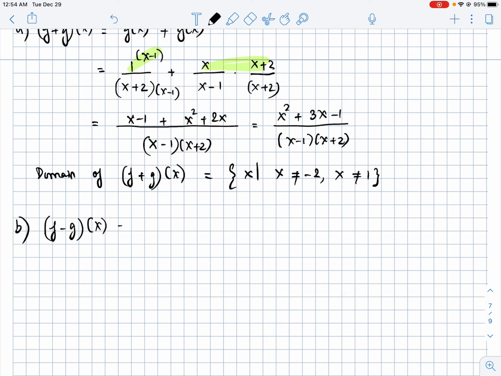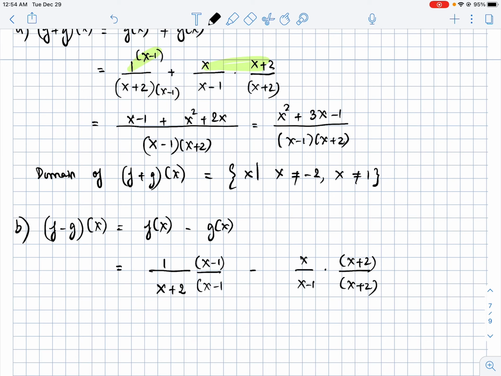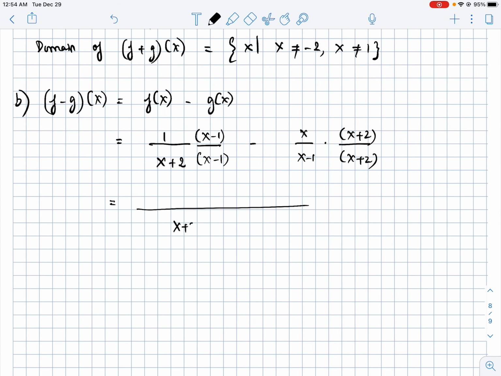So similarly for the difference, we just go ahead and subtract the two functions. So we have 1 over x plus 2 minus x over x minus 1. Similarly, we will find the LCD. The LCD is x plus 2 and x minus 1. We have the same denominator now. We need to distribute the top and combine like terms.